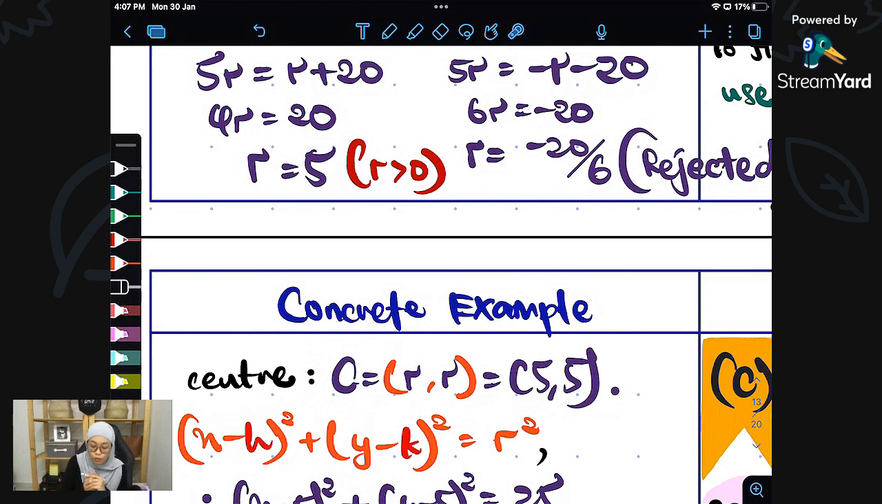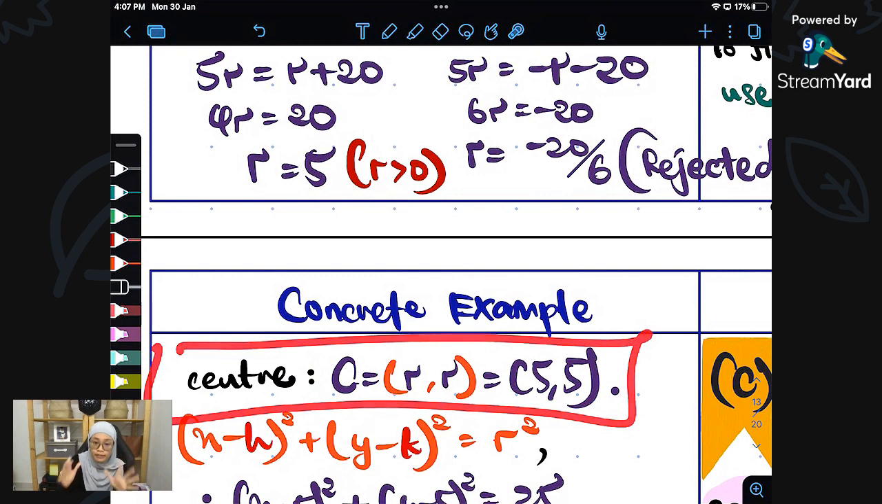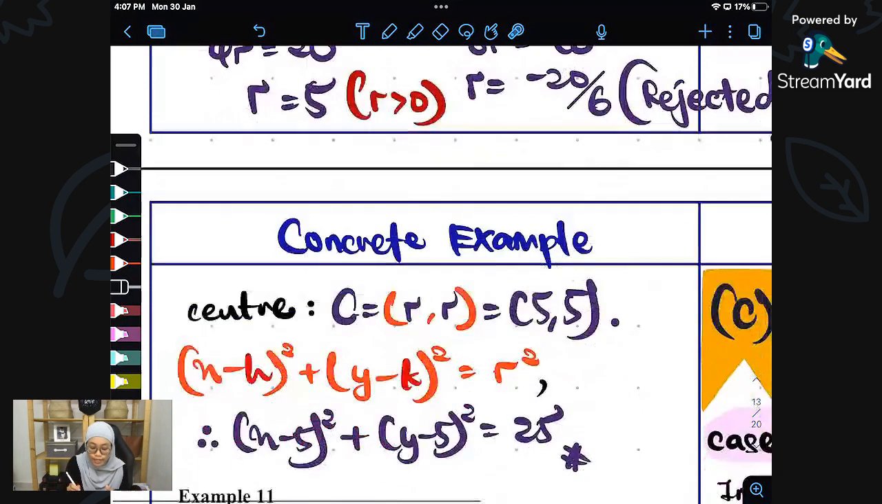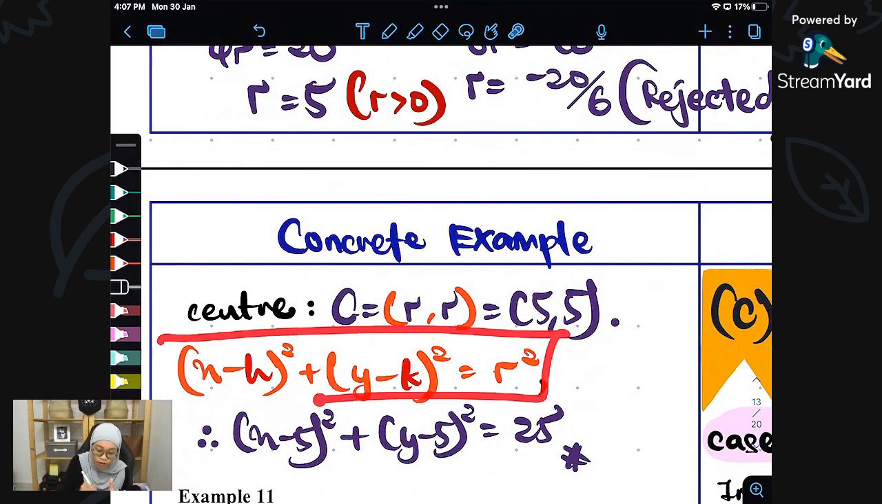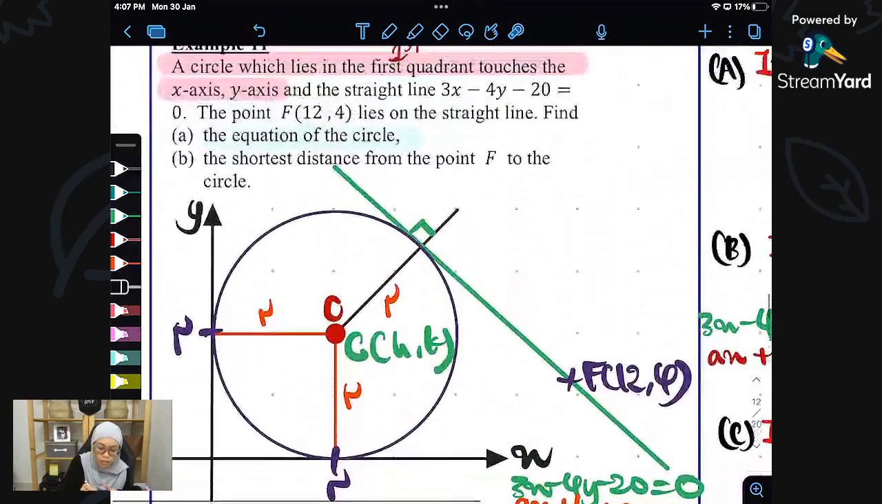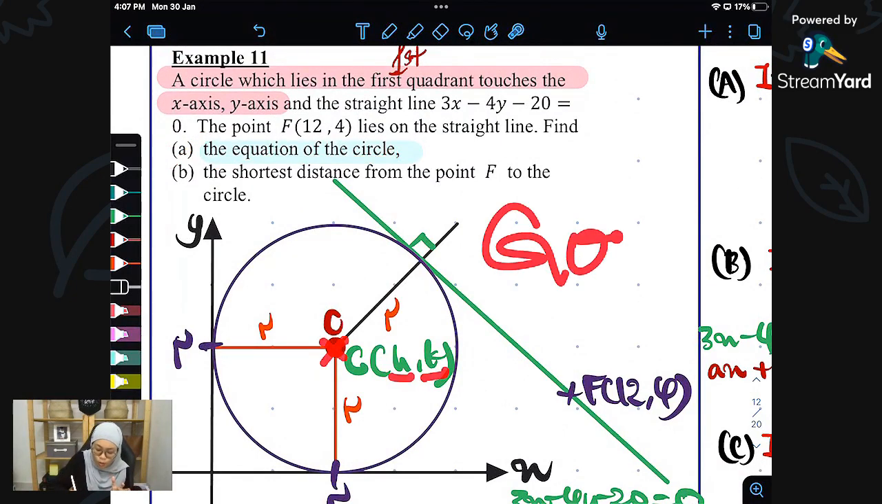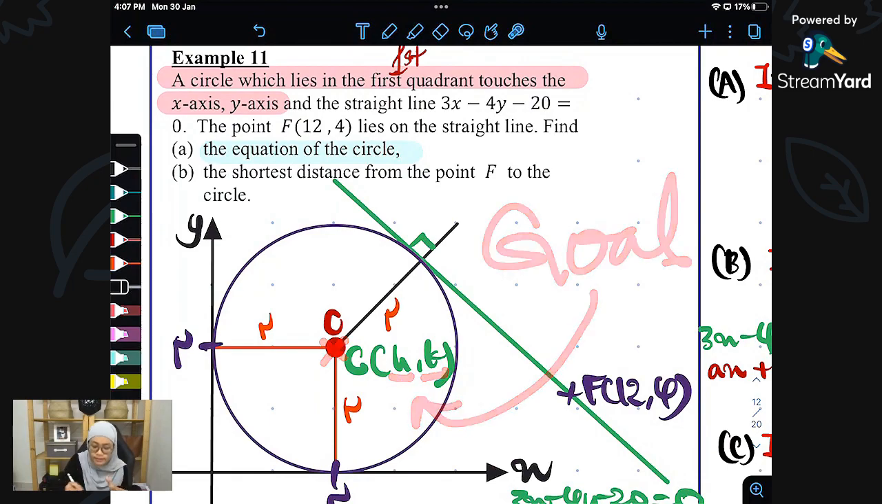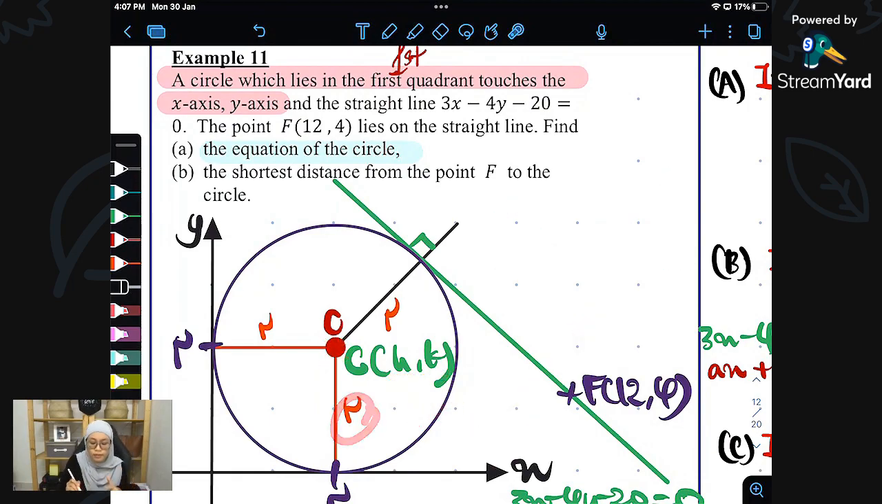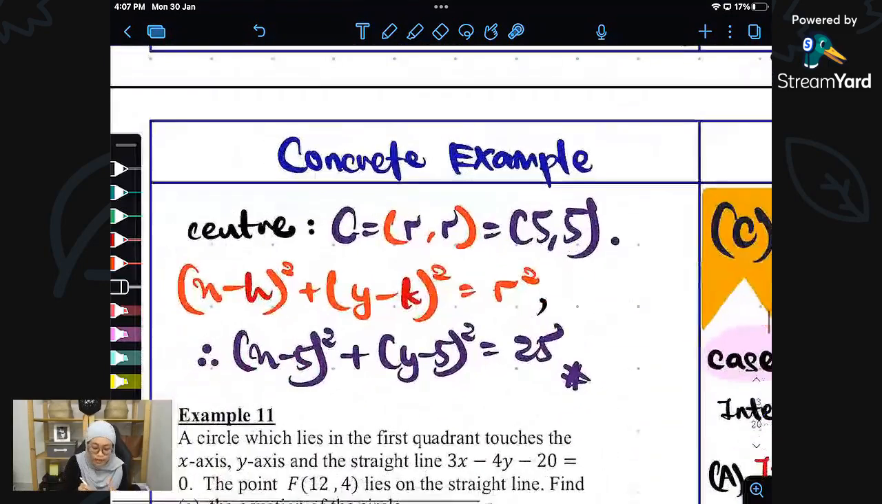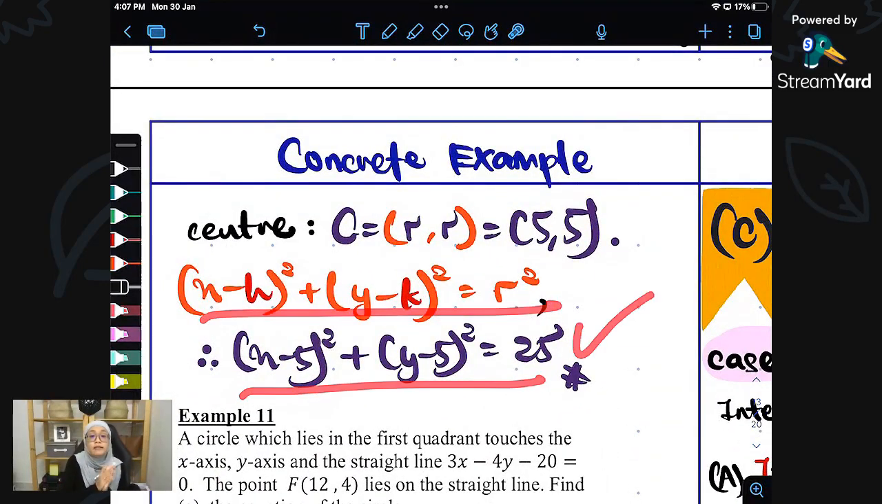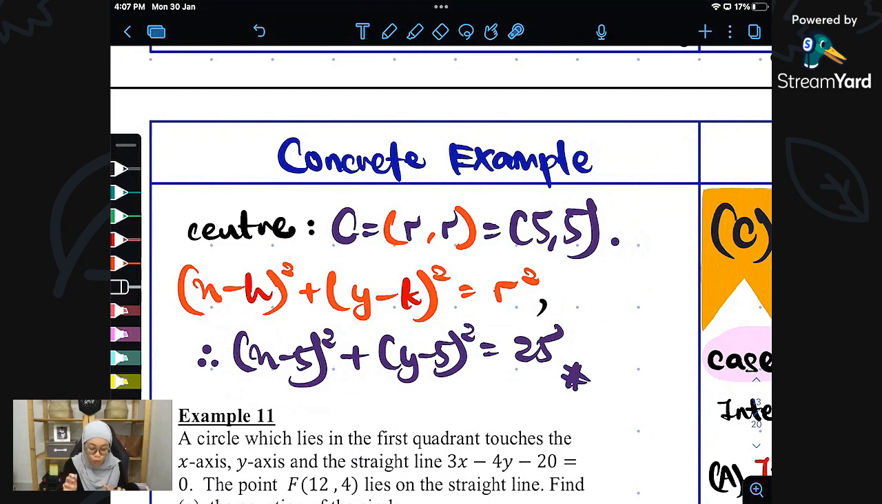Okay, so we are finding the center. We already have the center now. We can sub in the center inside the equation of circle because the first question is asking us for the equation of circle. That's why we need the center value, guys. That is the goal here. The goal is to get this value of center and the radius value. Once we have them, it is easy to put them into the formula and write it as our conclusion. We're done here, question A.